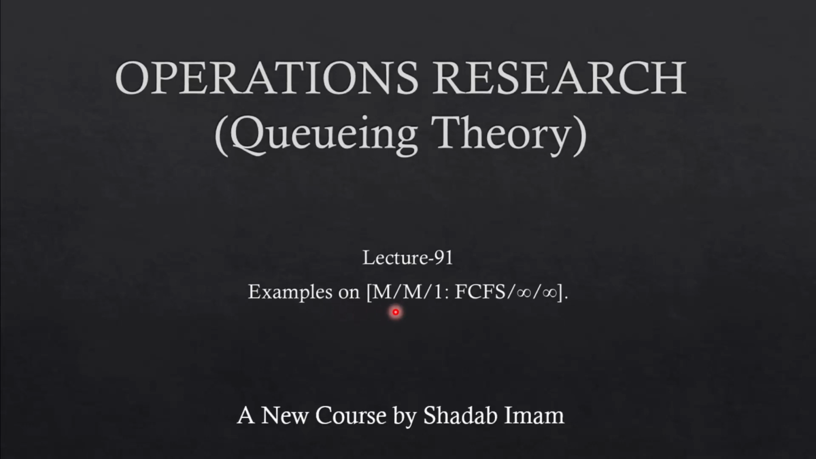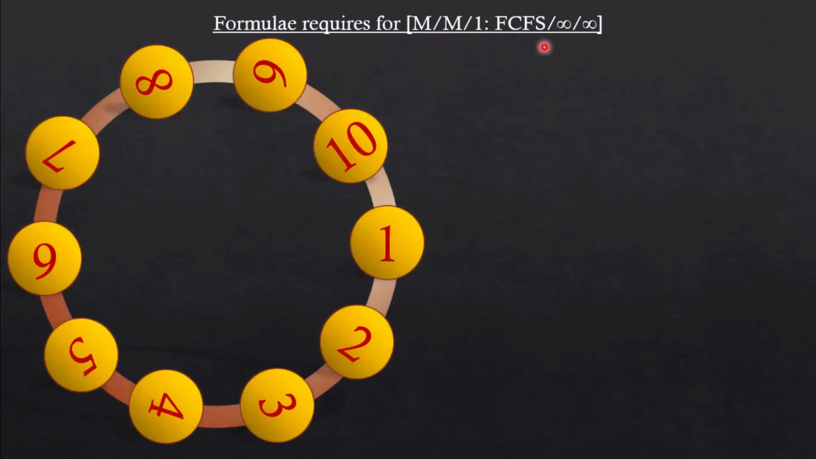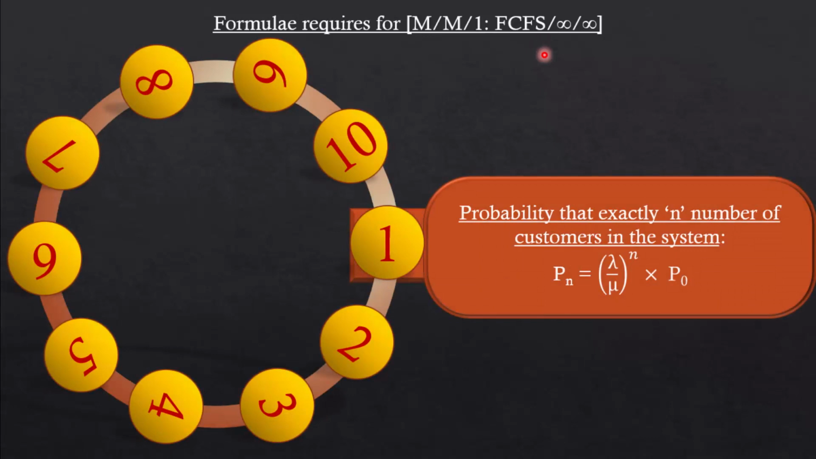So let us move with the problem, and before jumping onto the problem, let us have a recap of the formulas which we are going to use in this M/M/1 infinity/infinity model. Let us start with the first formula. Probability that exactly n customers are in the system is given by (lambda/mu)^n multiplied by P0.